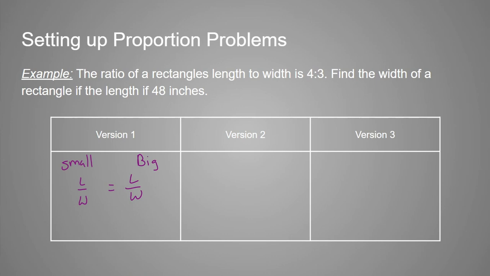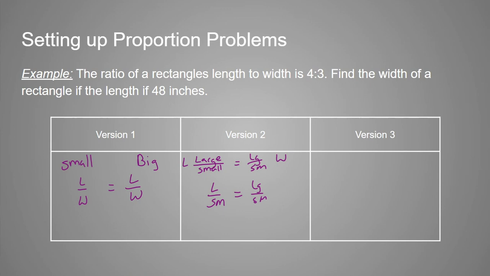Or the way that we can set this up is that we compare large to small in this way on both sides. So then we have large and small. The difference here being that on one side, this would be the length, the other side would be the width. And the way this would look, large, small, large, small.